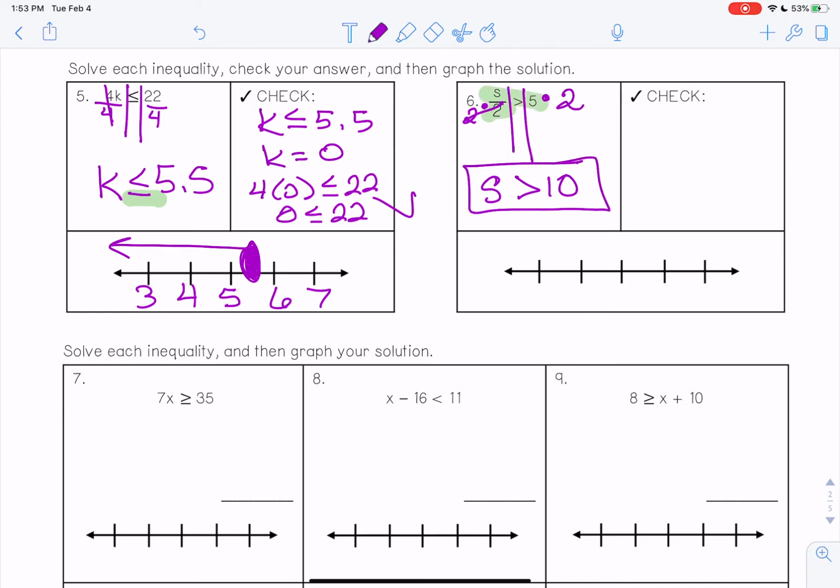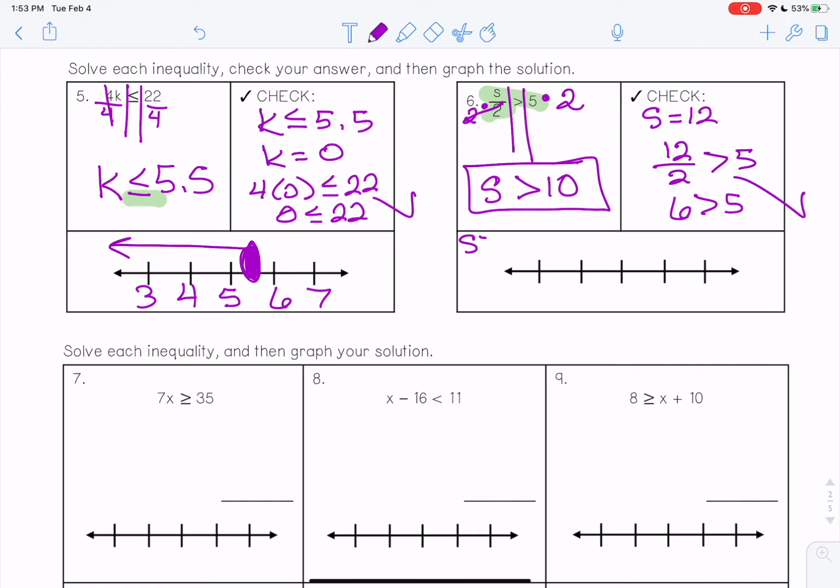by a 2, I'm going to pick a number that's easily divisible by 2. So I'm going to choose 12. I'm going to make S equals 12. That gives me 12 divided by 2 is greater than 5. 12 divided by 2 is 6, and yes, 6 is greater than 5, so that's correct.